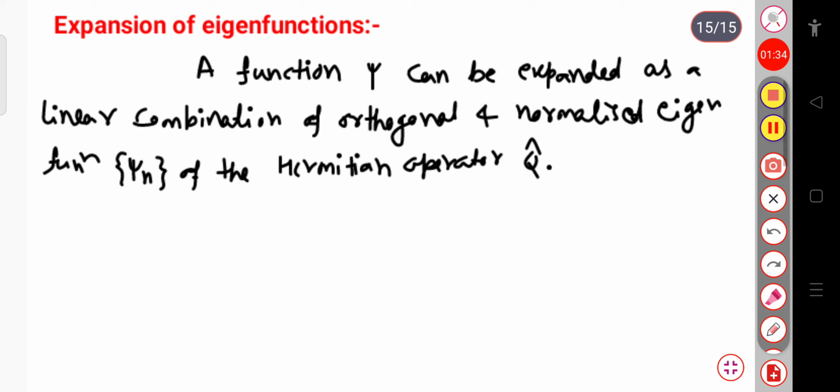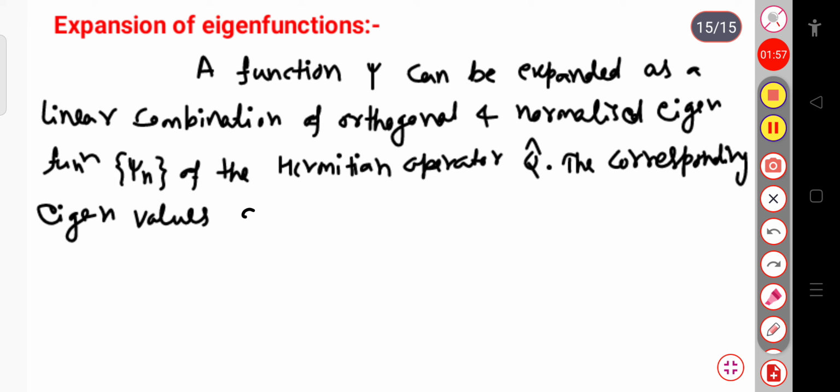Let me write the corresponding eigenvalues, which are lambda n. That is, the operator Q cap operating on the function psi n gives lambda n into psi n, and here this psi n is called the eigenfunction.